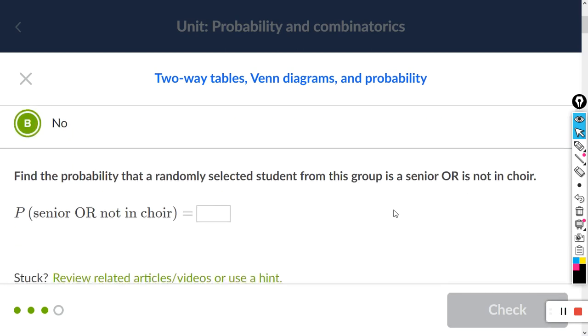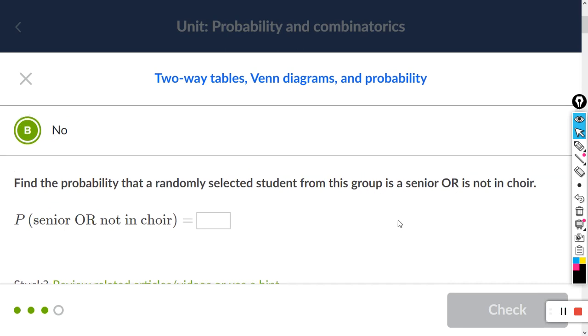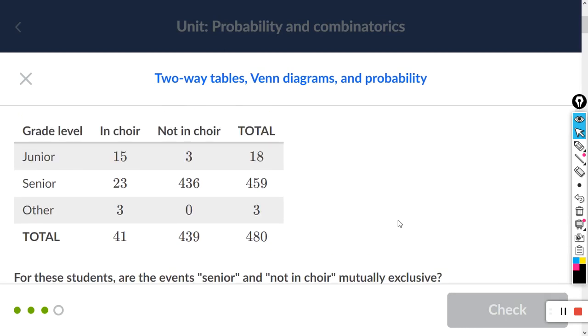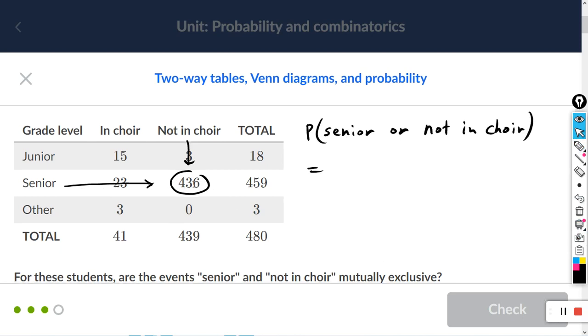And then what is the probability that a person is a senior or not in the choir? Okay, so I think we should just do it the easy way here. Here's the seniors and not in the choir, right? There's 436 seniors that are not in the choir. So that is the overlapping part. We're going to have to subtract that. Okay, the totals, the column totals and the row totals meet right here. So this is the total that's going to be in the denominator. Okay, so the whole thing's going to be over 480.